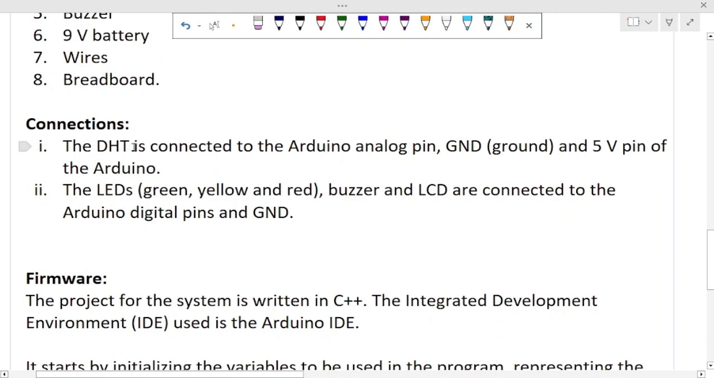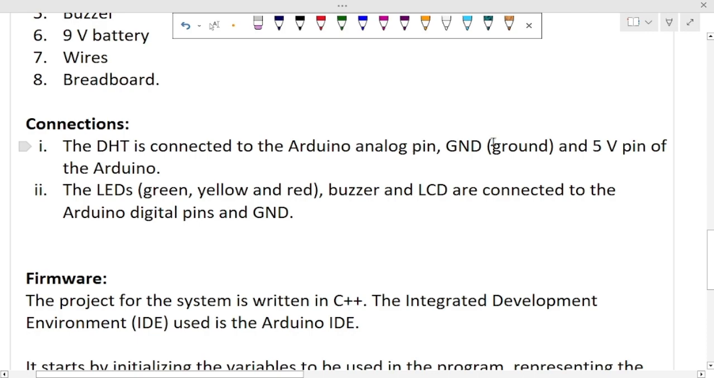For the connection, the DHT, which is the temperature sensor, is connected to the Arduino analog pin. Why analog pin? Okay, because the temperature is an analog signal. Temperatures are analog signals. They are continuous in time. You always have temperature. There is no point in time where you have temperature, then temperature vanishes. Even at 0 degrees, that's a temperature. Even at minus, that's a temperature. That's a temperature reading. Okay, so temperature is continuous in time. So therefore, for the Arduino to read it, it has to be connected to the analog pin.